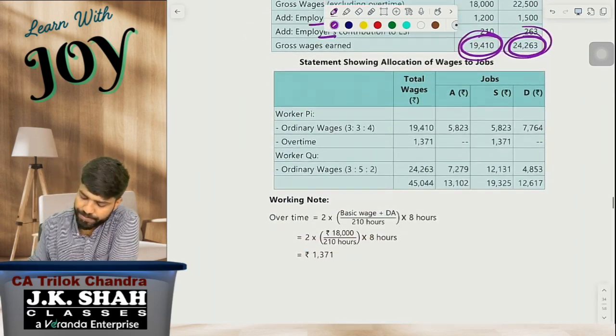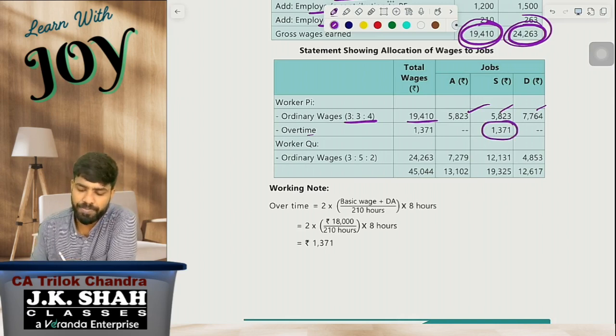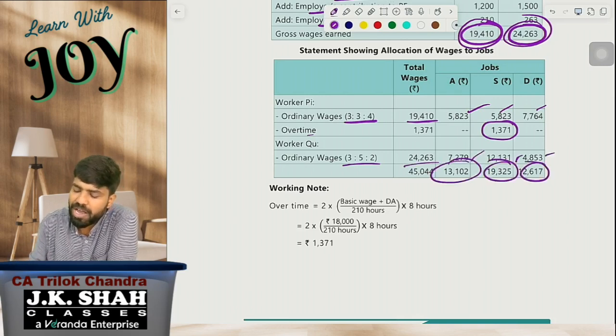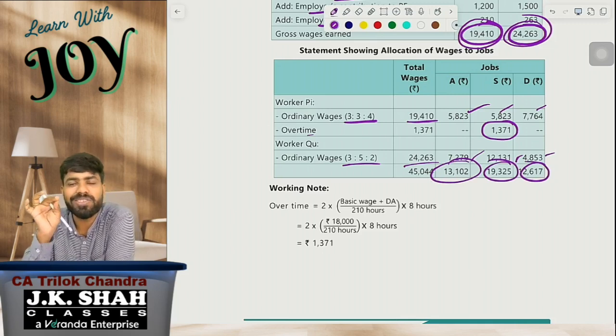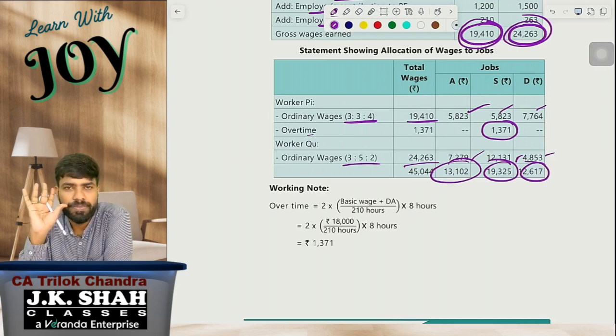Okay, now look here. 3 is to 3 is to 4 for 19,410. They apportion the amount. And overtime is specifically given to S. And then ordinary wages 3 is to 5 is to 2. Total amount is 24,263. After allocation, if you make a total, cost allocated to job A is 13,102, job S 19,325, job D 12,617. This is the apportionment of employee cost. All of you clear about this? Okay, next.